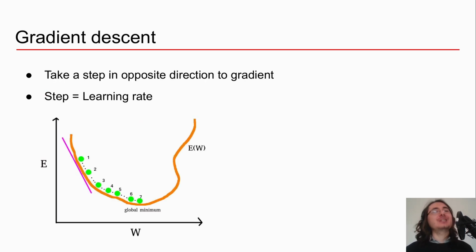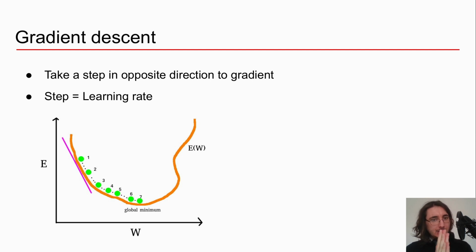Well, for doing that, we need a very important algorithm called gradient descent, which is also used in traditional machine learning. So how does gradient descent work? With gradient descent, we take a step in the opposite direction to the gradient. The size of the step is basically the learning rate, and the learning rate is a parameter that we can tweak when we train our neural networks to obtain better results.